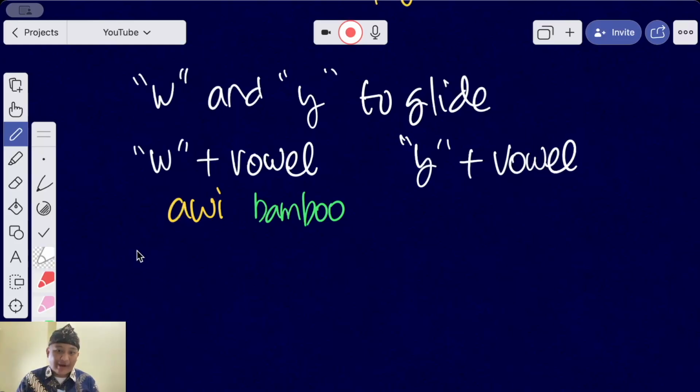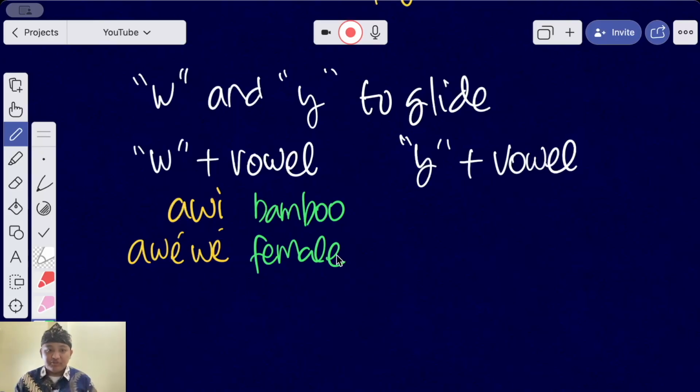Or awewe. So the W is used to glide the vowels. Awewe means female. But you would usually use the word awewe if you're talking with your friends, not to someone older or in a formal context.